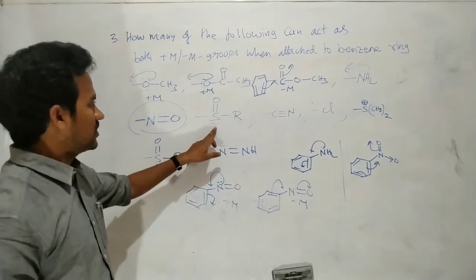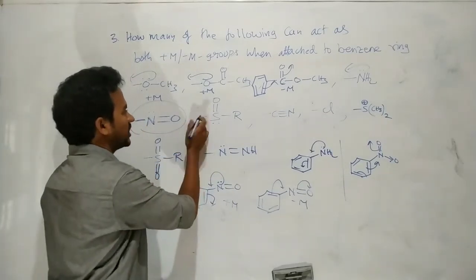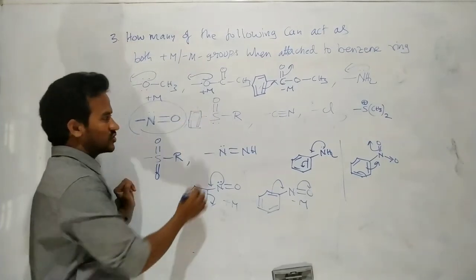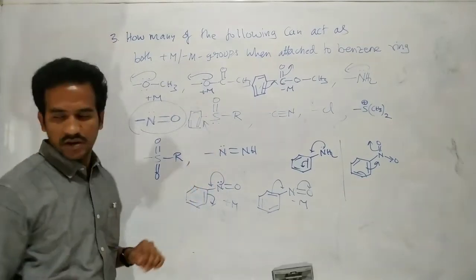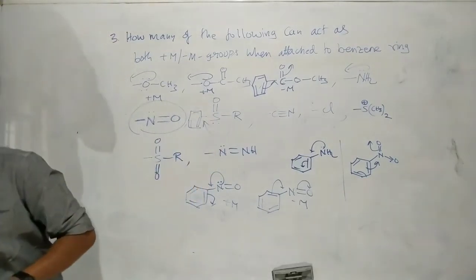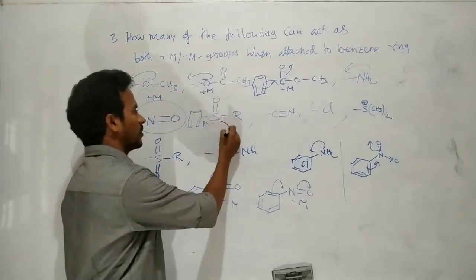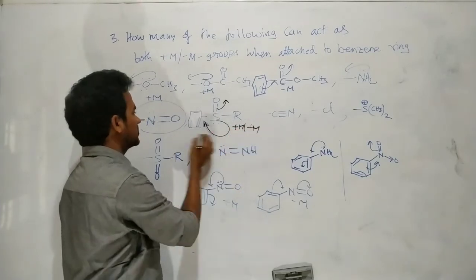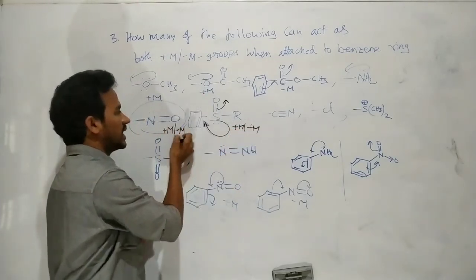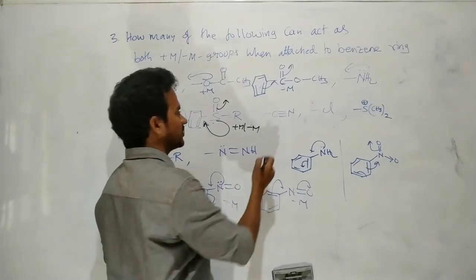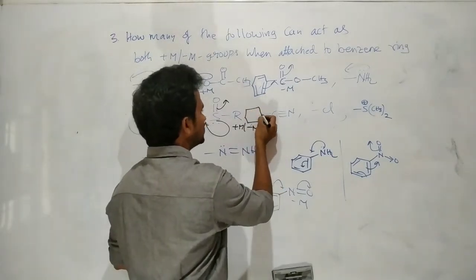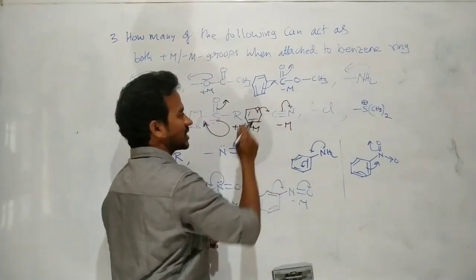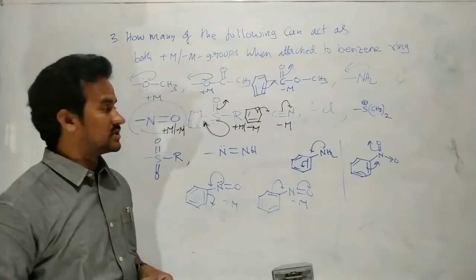And next, coming to this one. Here also the same: when attached to benzene, this one acts as plus M as well as minus M. Lone pair of electrons are there, so plus M. Multiple bonds are there, so plus M as well as minus M. Now here CN. When CN is attached to the benzene, there is only a minus M effect, because here carbon has no non-bonding electrons, only minus M.